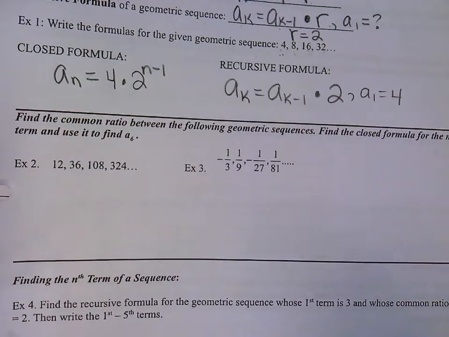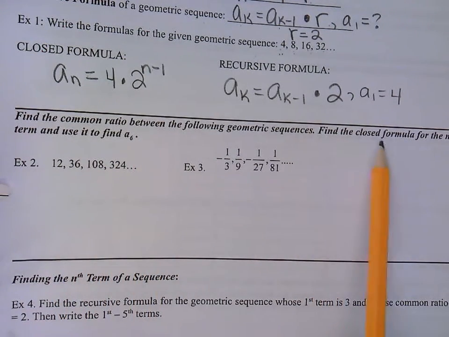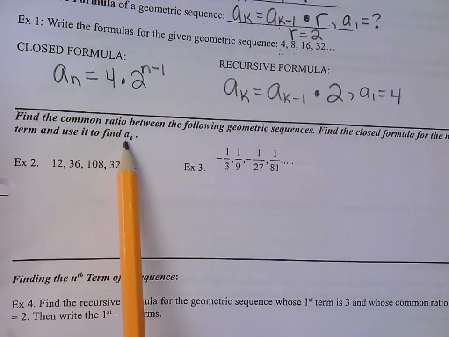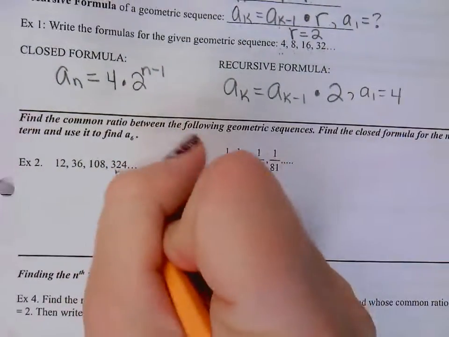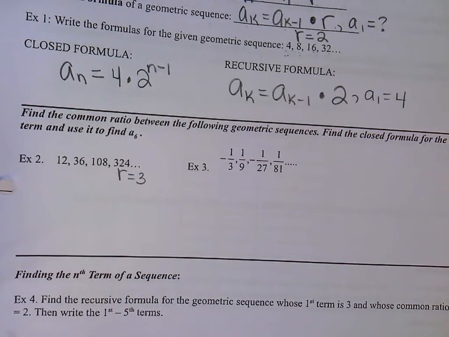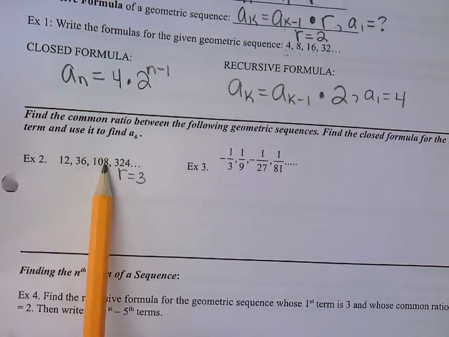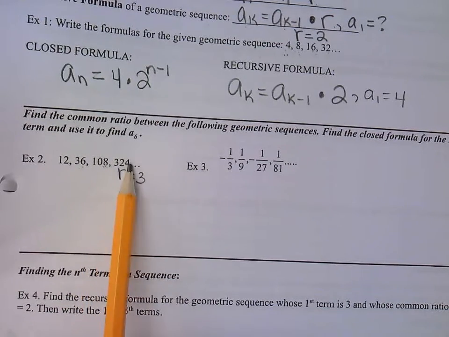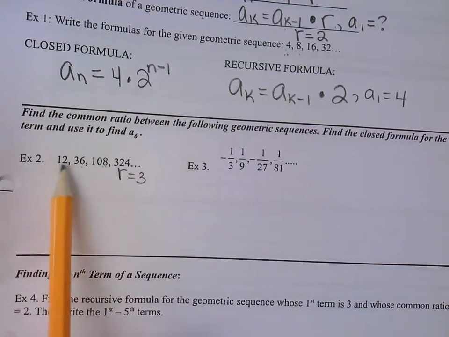So this time they want you to find the common ratio. So what is it going up by? And then find the closed formula and then use it to find a sub 6. So what am I multiplying by in example 2? Yeah, so my ratio is 3. I would recommend on a test or quiz, actually verify. Okay, 12 times 3 is 36. Is 36 times 3 108? Is 108 times 3 324? Don't just assume it works, even though the first term was times 3.